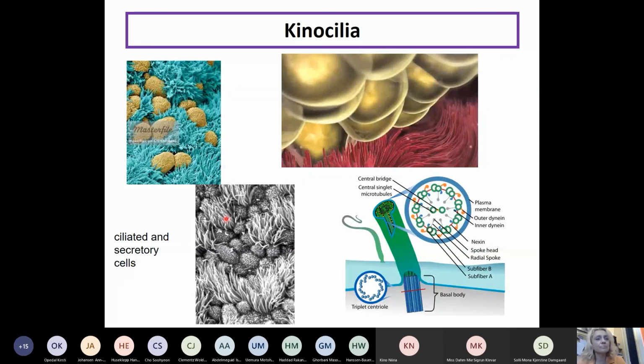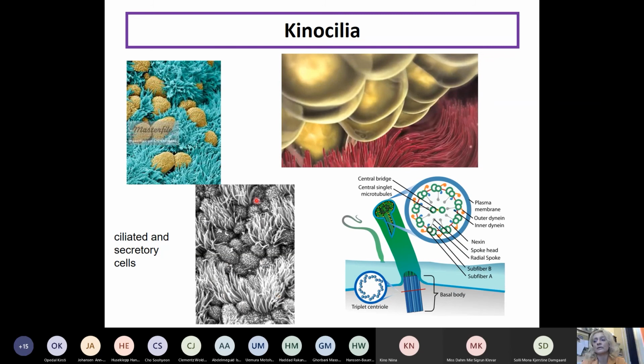The kinocilia, please review it from first semester, the 9 double and the 2 single microtubules building the kinocilia. So this 9 plus 2 structure that we always say in the first semester. And this structure is anchored in the so-called basal body, which we can see as a line, as a row of the basal bodies in our slides.